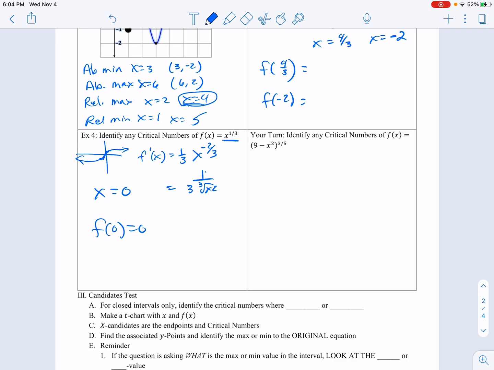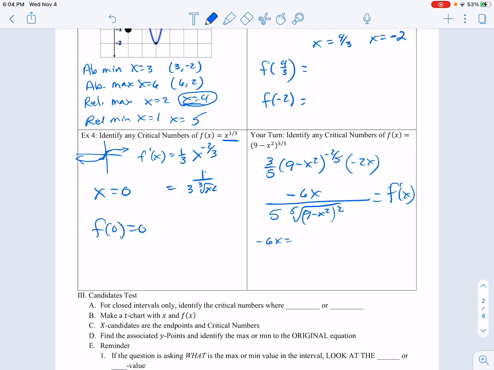All right, critical numbers. So we do 3/5 times 9 minus x squared to the negative 2/5 times negative 2x. So now I get negative 6x over 5 times the 5th root of 9 minus x squared. To find critical points, set the top equal to 0. So negative 6x equals 0. You get x equals 0. And you set the bottom equal to 0. Well, 9 minus x squared has to equal 0. So you get x equals plus or minus 3. And those are critical points. Okay?